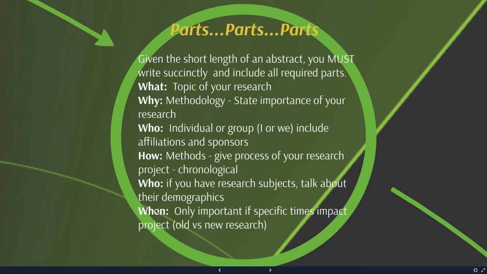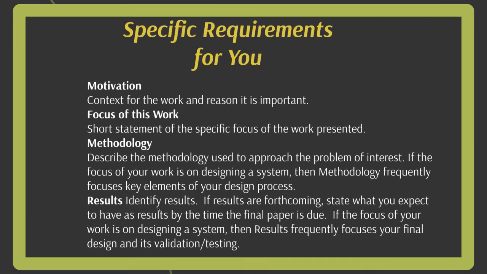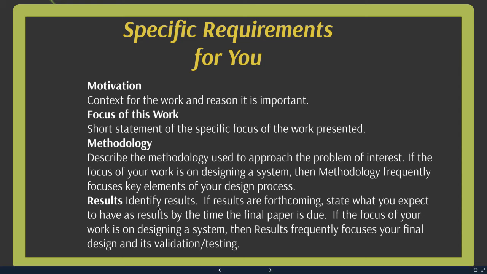So the last part is when, and the when is really only important if specific times impact your project. So if you have a new take on some old research, you want to definitely draw that connection in your abstract as well. So what are some more parts that are specific for you as well? As you saw in the examples, you want to give a context for the work and the reason it's important. You want to talk about the focus of the work. Give a short statement, again, keyword, short statement of the specific focus of your work. Your methodology, of course, is the approach you use to the problem or the gap in the research you're seeking to fill, right? Then you also have to identify your results.